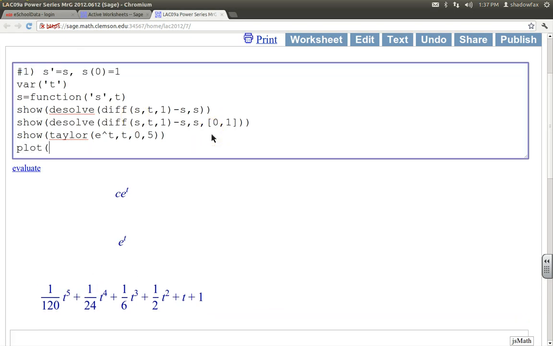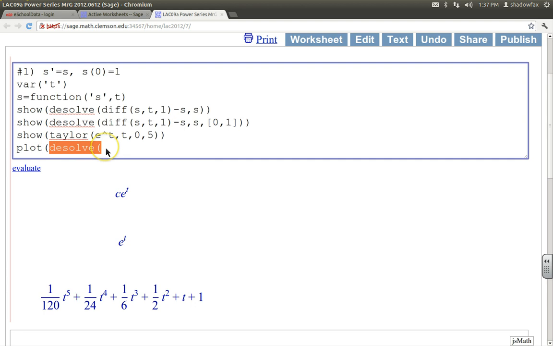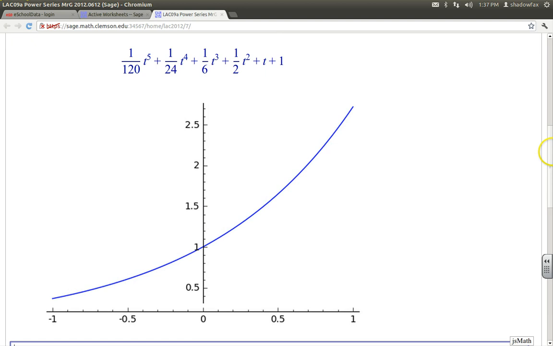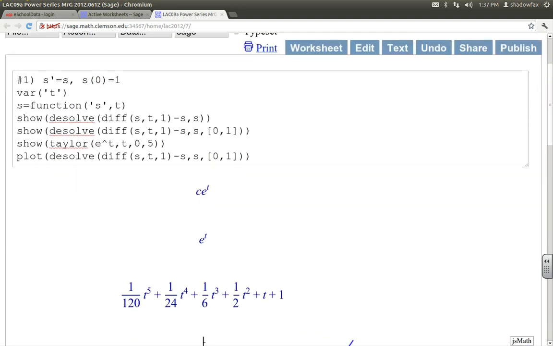Perfect. Okay. And just for fun, we could graph it. Plot, DE solve. Well, let's just copy this. Zing. And you should see an e to the x curve, or e to the t curve. And there's an exponential growth curve. Perfect. All right, very nice. Alrighty. Number 2.